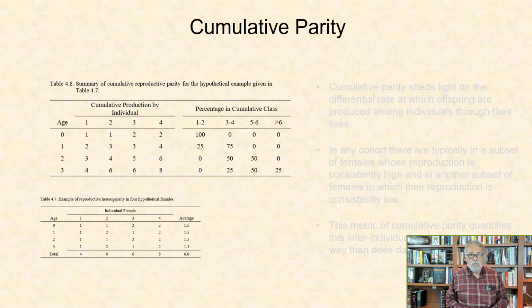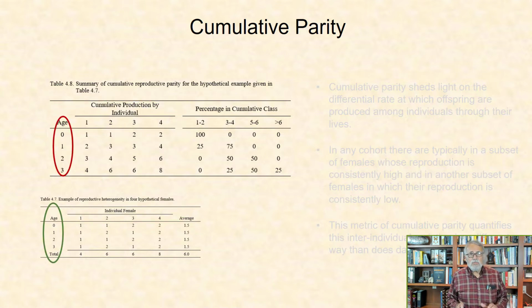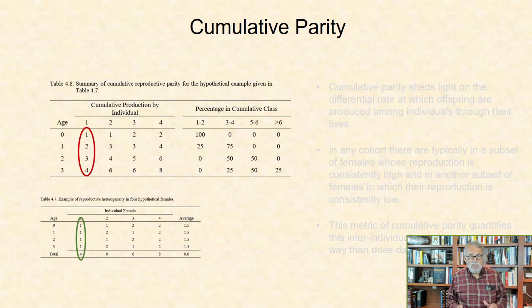Note that the table at the bottom is from the last slide and is used as reference for the age-specific reproduction for these 4 individuals. We have the individual across the top and age in this first column. For reference, look at the bottom table and you will see individual number 1 produced 1 offspring at each age, and therefore we go to the top table and we have 1, 2, 3, and then 4 as the cumulative totals by age.